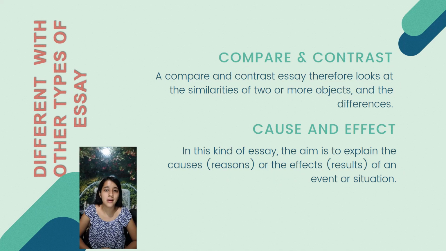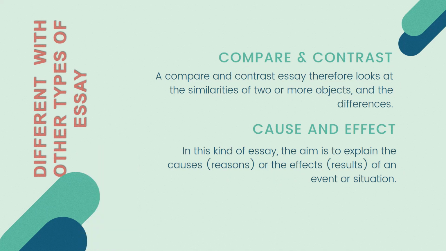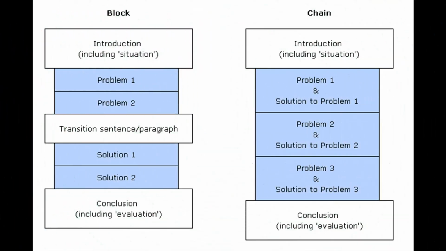There are two main ways to structure a problem solution essay. These are similar to the way to structure cause and effect essays, normally using a block or a chain structure. For the block structure, all of the problems are listed first, and all of the solutions are listed afterward. For the chain structure, each problem is followed immediately by the solution to the problem, but both types of structure have their merits.